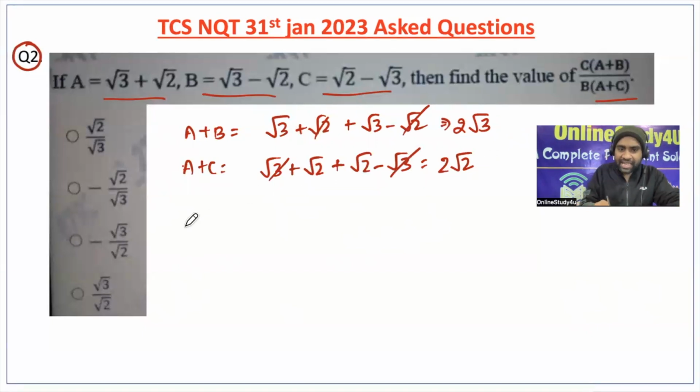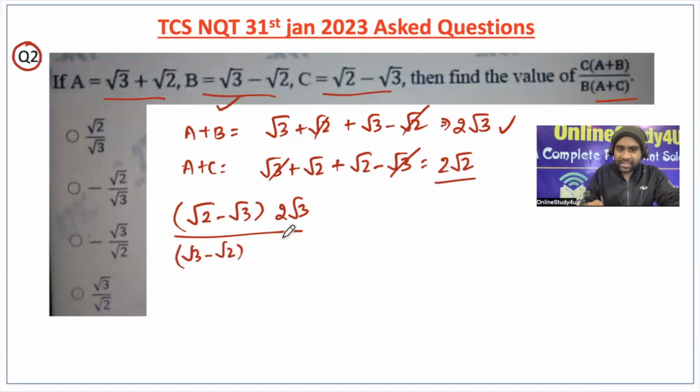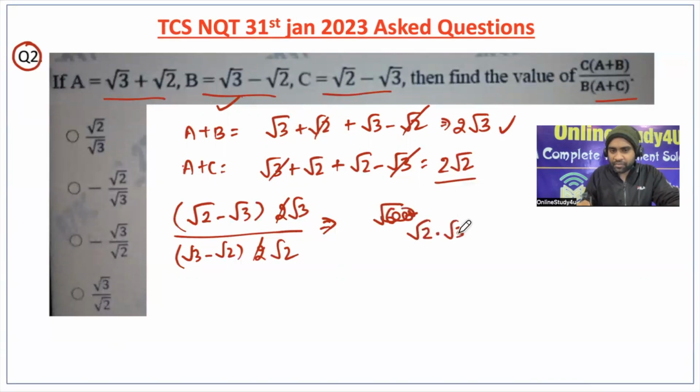Now c is root 2 minus root 3, and c into a plus b. A plus b is 2 root 3, divided by b. So b is root 3 minus root 2. Now I am placing the values, and a plus c is nothing but 2 root 2. So anyway 2 and 2 will get cancelled, right? Now square root of 2 into square root of 3 will be square root of 6, or we can keep it like this only, square root of 2 into square root of 3 minus, and square root of 3 into square root of 3 will become 3, and then here square root of 3 into square root of 2 and minus 2, right?